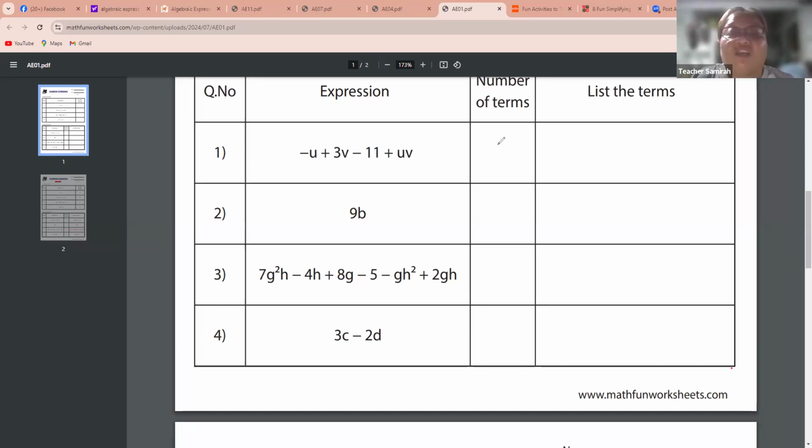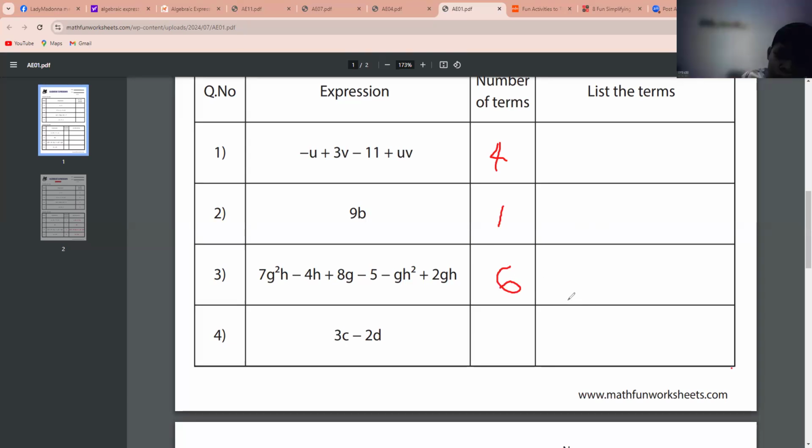Okay, according to Mark, the number of terms for number 1 is 4. How about number 2? 1. Okay. Number 3? 6. How about number 4? 2. Okay, how about the terms?